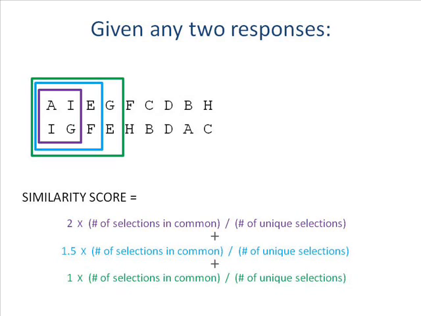Then I selected the first three features from each response and similarly divided the number of selections in common by the number of unique selections, after which I multiplied by 1.5. I stored this value as y. Finally, I selected the first four features from each response and similarly divided the number of selections in common by the number of unique selections, after which I multiplied by 1. I stored this value as z. I then added x, y, and z to produce the similarity score.